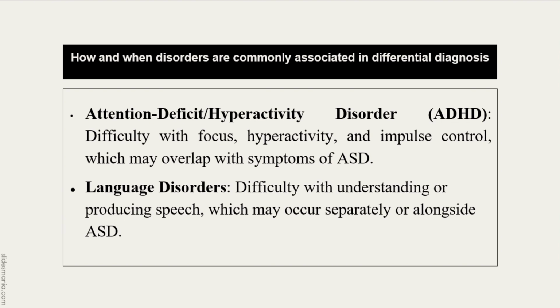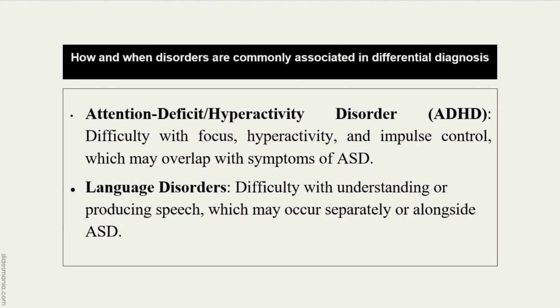So you can say a child can have these disorders along with ASD, or you can say that these disorders are often misdiagnosed as ASD, or ASD is often misdiagnosed as these disorders. So basically, it's about how you are differentiating the diagnosis, how you are doing the differential diagnosis.